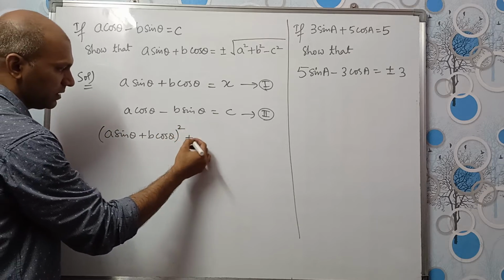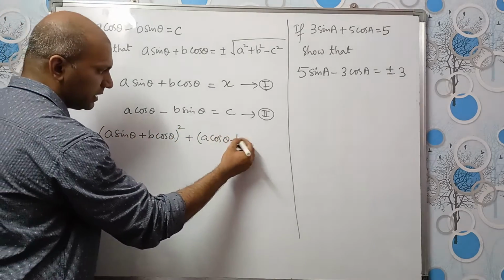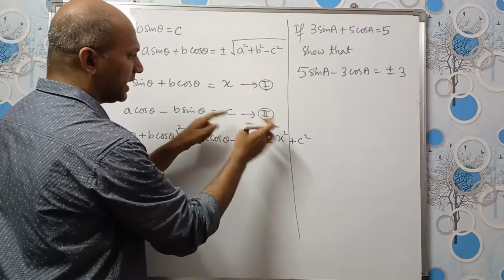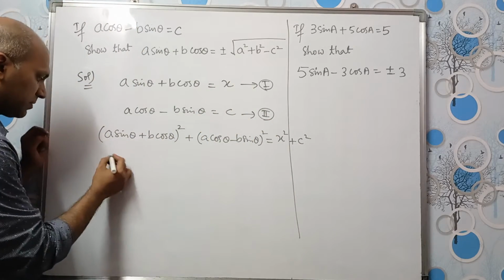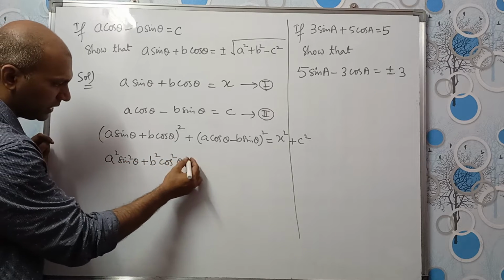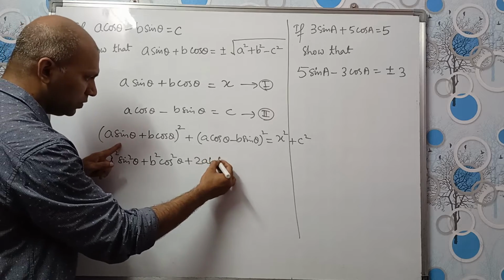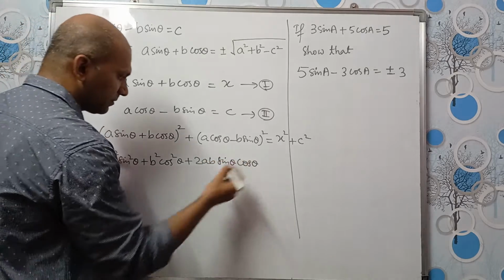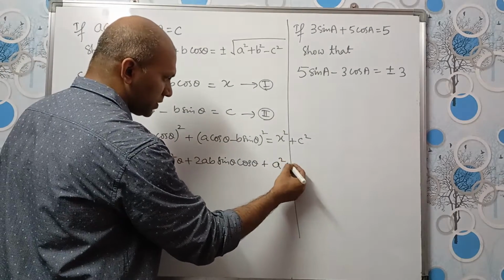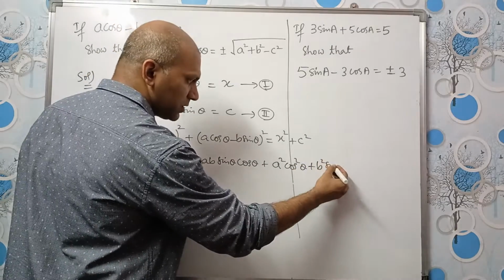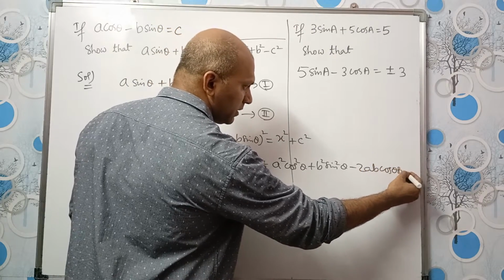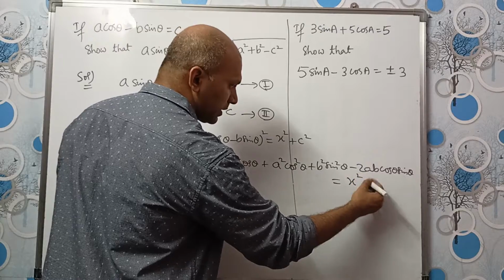We have squared this, (a cos theta − b sin theta) whole square, equals x square plus c square, squaring and adding on the RHS also, right? So if you expand this, it is a square sin square theta plus b square cos square theta plus 2ab sin theta cos theta. We used the (a plus b) whole square formula. Here it is (a minus b) whole square. So a square cos square theta plus b square sin square theta minus 2ab cos theta sin theta is equal to x square plus c square.